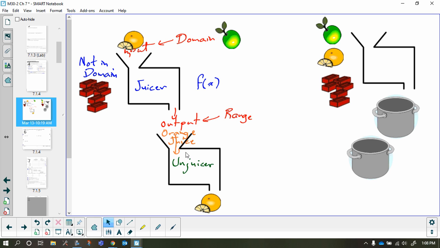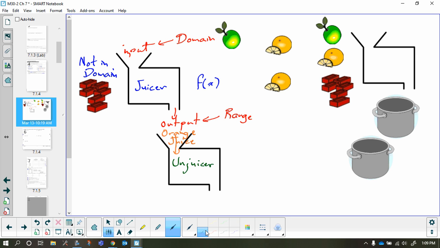These two functions we would say are inverse functions. One function undoes what the other function did. So if we thought a little bit more mathematically, because we often use variables to represent things, suppose I was to take and stick an x into my function. My function machine, well, let's say it's not a juicer anymore, now it's some f of x.